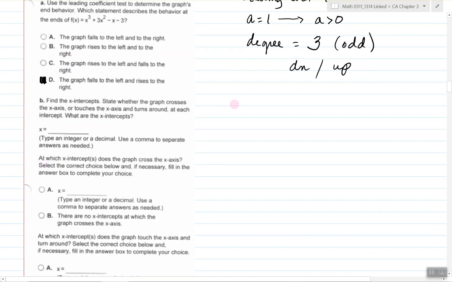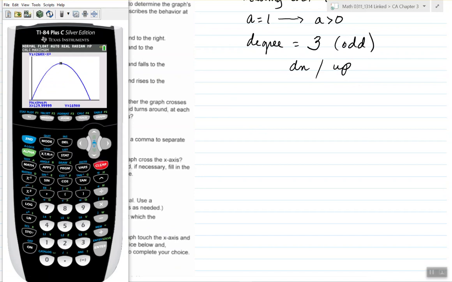Now it asks me to find the x-intercepts. So I'm going to pull my graphing calculator up and find them. So let me clear this. Go to y equals. Clear that, and I'm going to type in the function. It is variable x raised to the 3rd power, get out of there with the right arrow, plus 3x squared minus x minus 3. Now I could actually have factored this one, but I didn't. So I'm going to do a zoom 6.